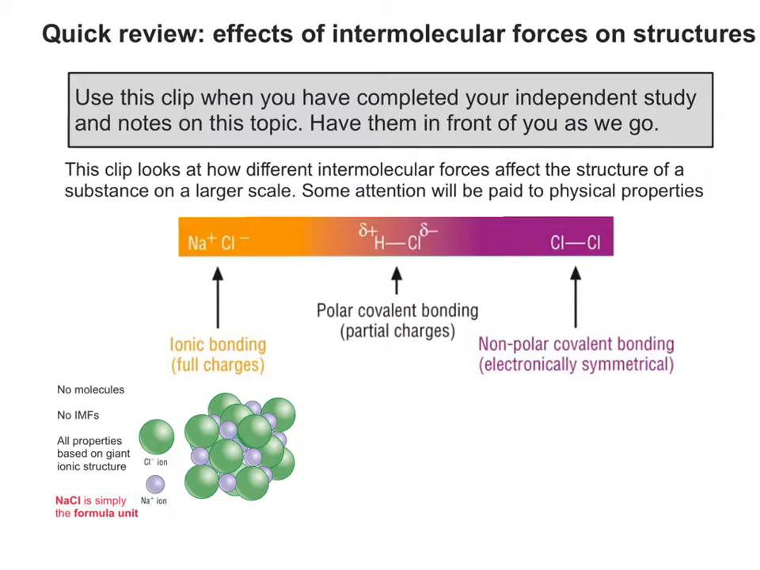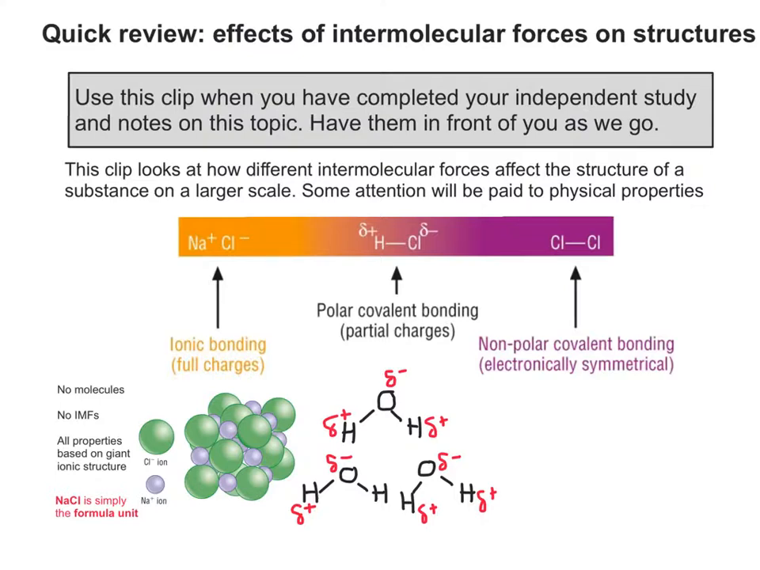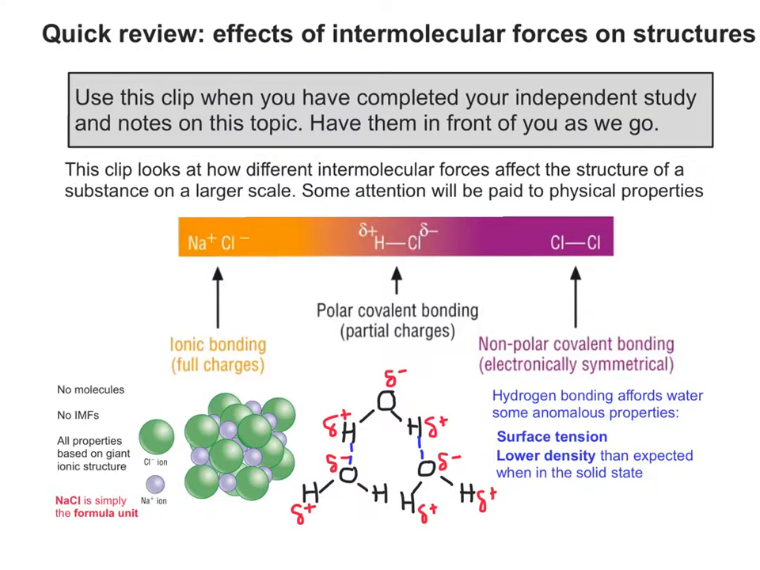So if we now look at water, or more specifically ice, there's a number of features that ice has that makes it anomalous compared to other polar covalent lattices. So the first one is surface tension. The second one is lower density than expected when in the solid state. And this is due to the open lattice.